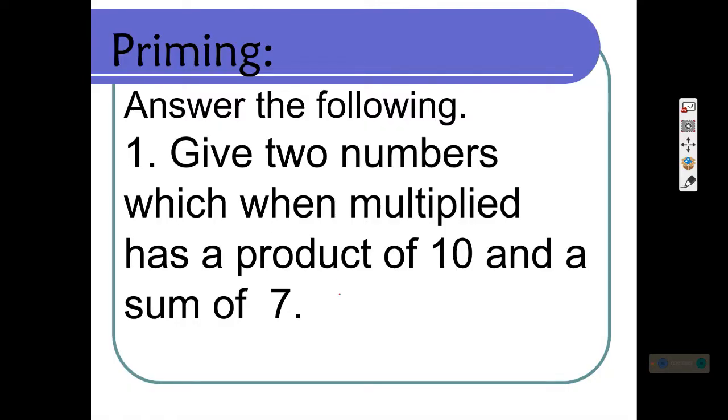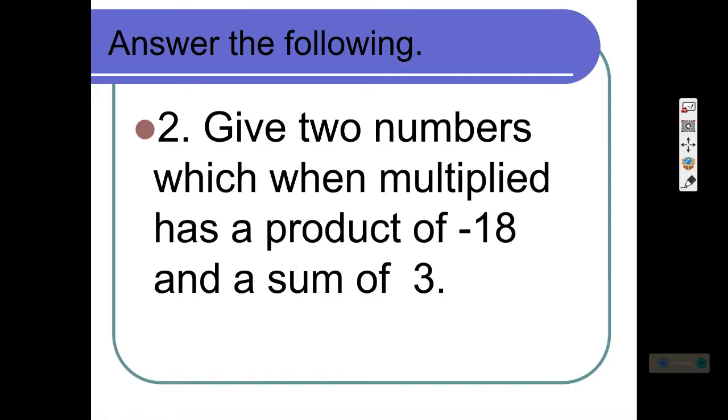Yes, you're correct. Your answers should be 5 and 2. Okay? Because 5 times 2 is 10 and 5 plus 2 is 7. Next, number 2. Give two numbers which, when multiplied, has a product of negative 18 and a sum of 3. Correct. We have 6 and negative 3. Because 6 times negative 3 is negative 18 and 6 plus negative 3 is positive 3.